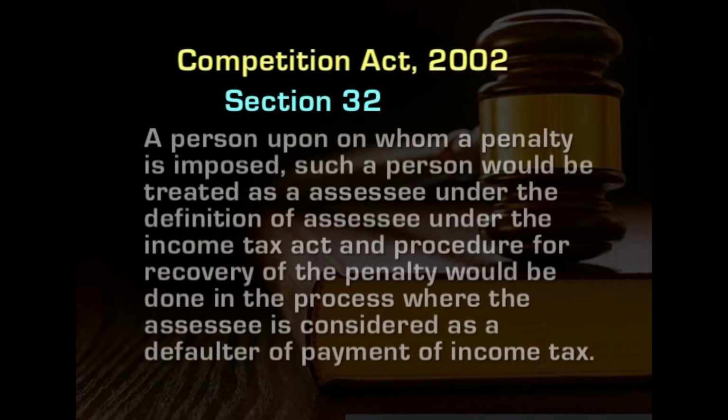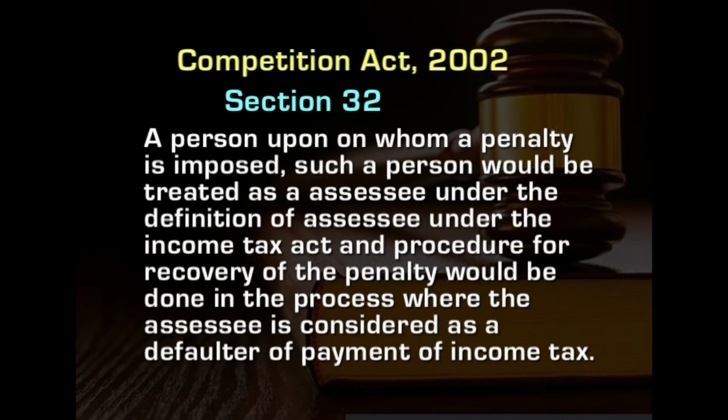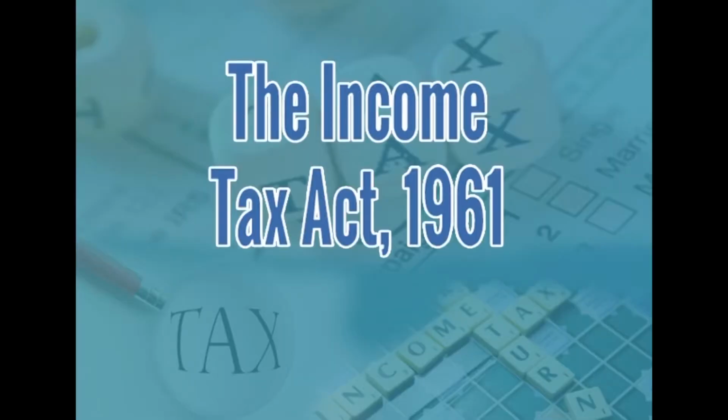Under section 39, it further goes on to read that a person upon whom a penalty is imposed would be treated as an assessee in default, under the definition of assessee under the Income Tax Act, and the procedure for recovery of the penalty would be done in the process where the assessee is considered as a defaulter of payment of income tax. So basically, the procedure contemplated in the Income Tax Act would be applied, and the person upon whom a penalty is imposed will be considered as an assessee in default, and the penalty imposed will be recovered by the procedure laid down under the Income Tax Act.